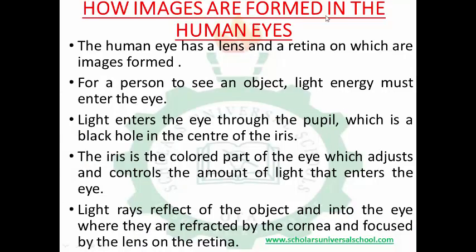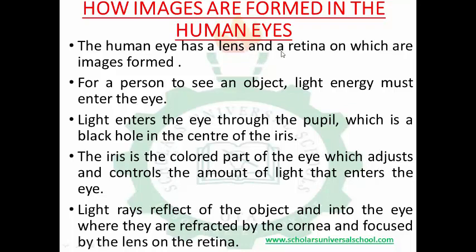Now, how images are formed in the human eye. The human eye has a lens and a retina on which images are formed. The images formed are located on the retina. For a person to see an object, light energy must enter the eyes. Light enters the eyes through the pupil, which is a black hole in the center of the iris. The iris is the coloured part of the eye which adjusts and controls the amount of light that enters the eye.